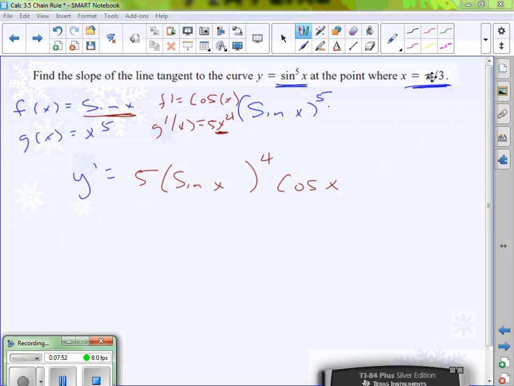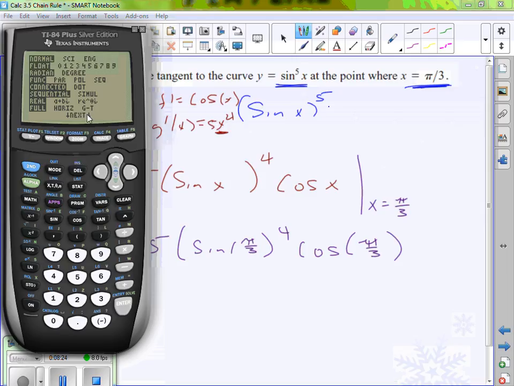Here's the one new part. What we're going to do is solve it for x is equal to pi over 3. So just plug it in. 5 times the sine of pi over 3 to the 4th times by the cosine of pi over 3. All right, make sure the calculator is in radians.